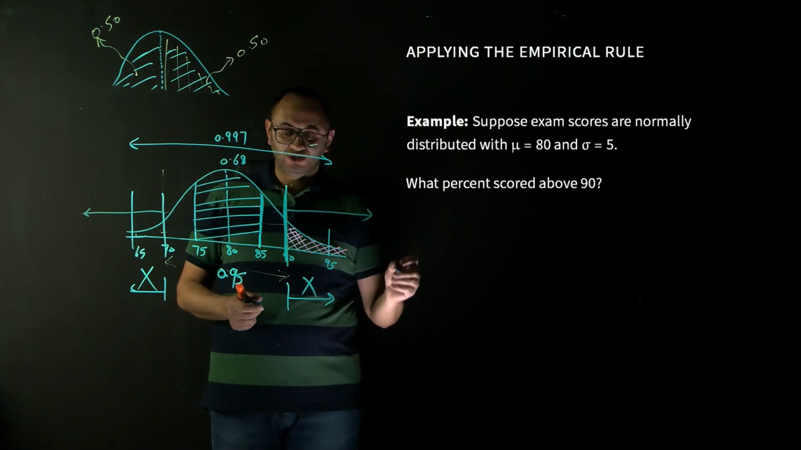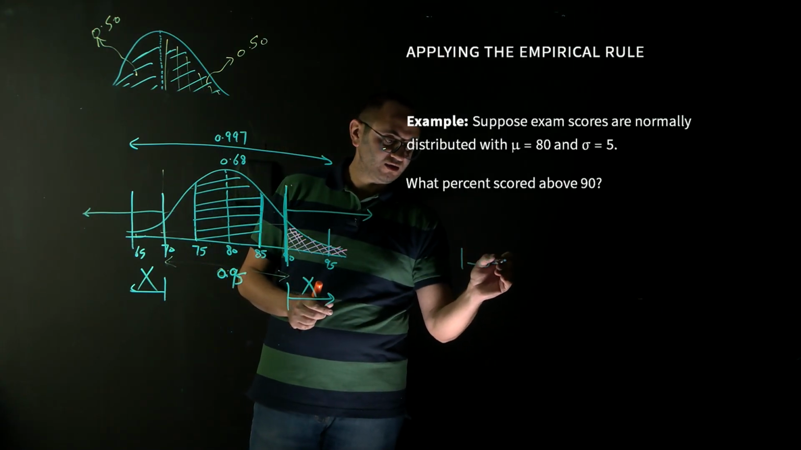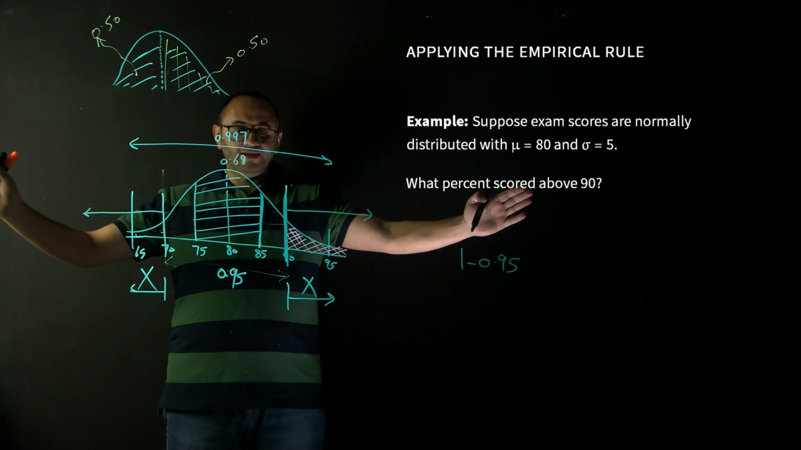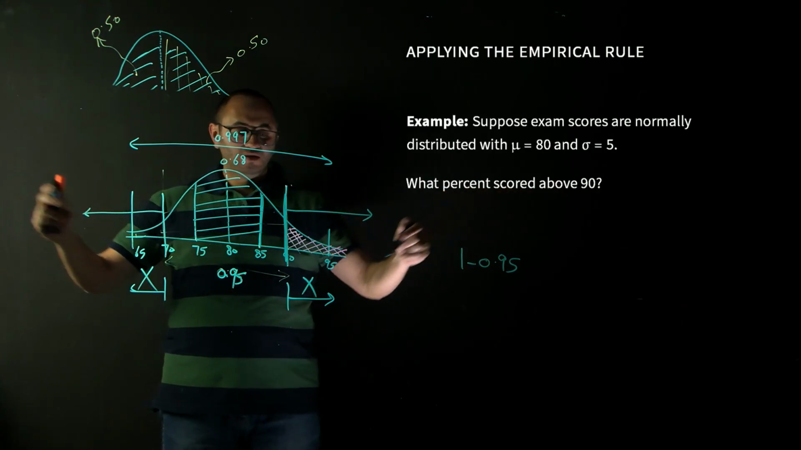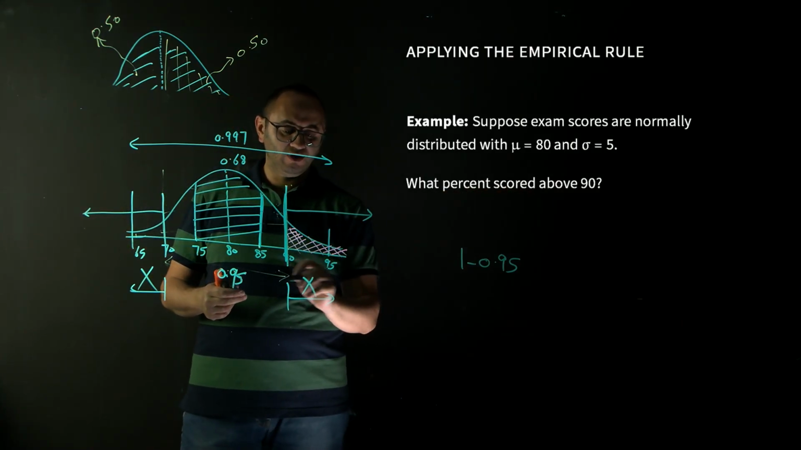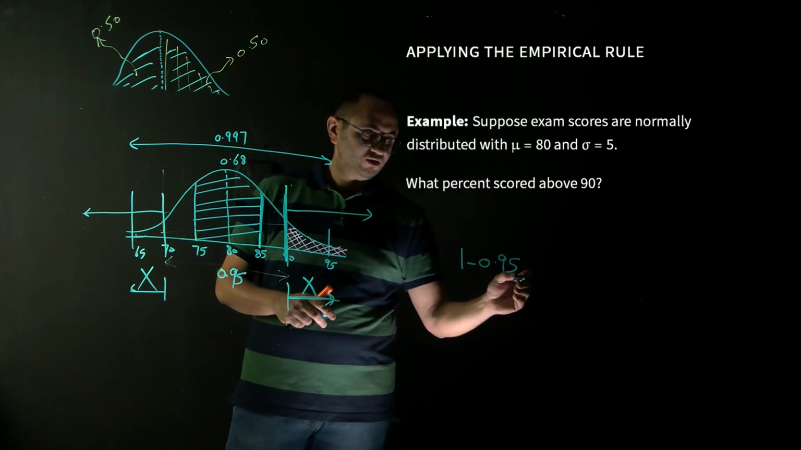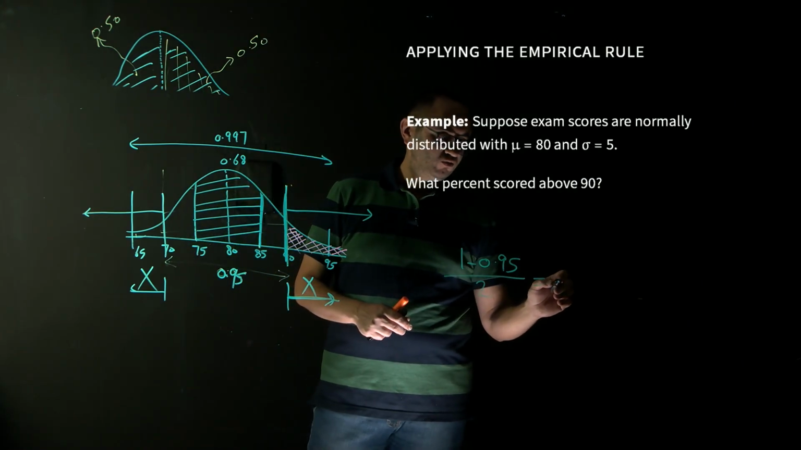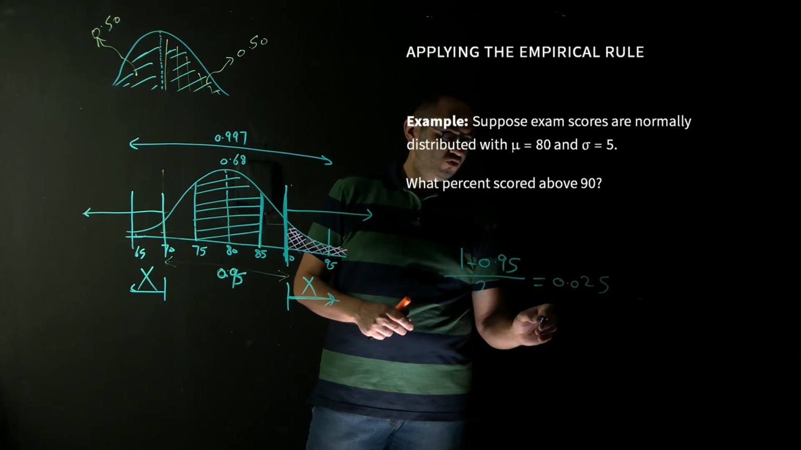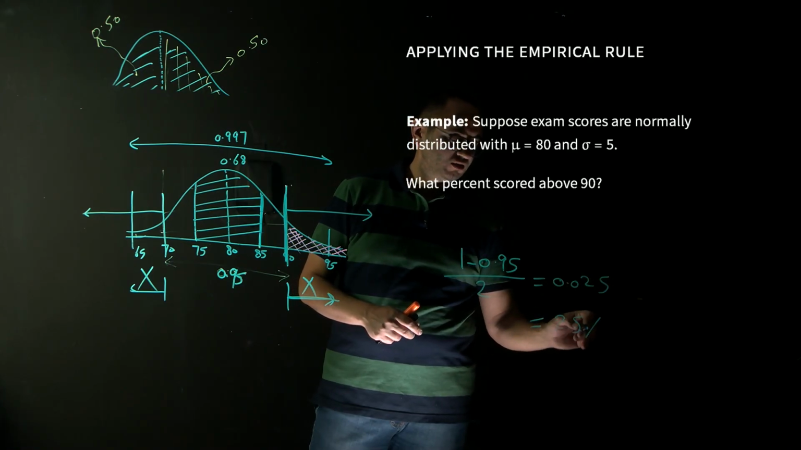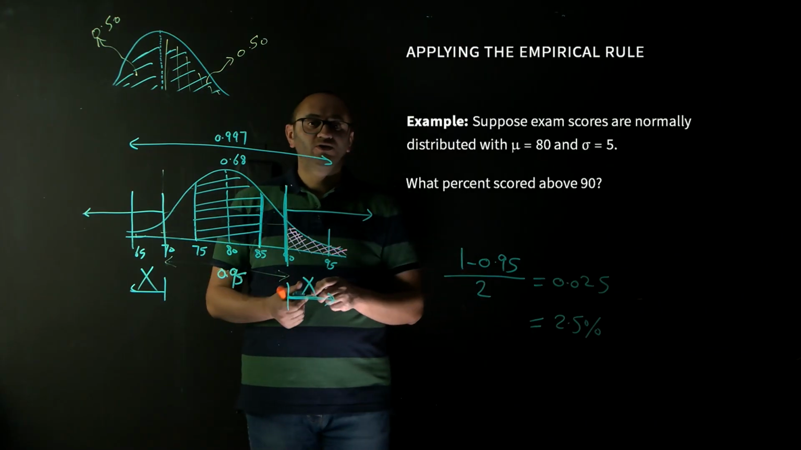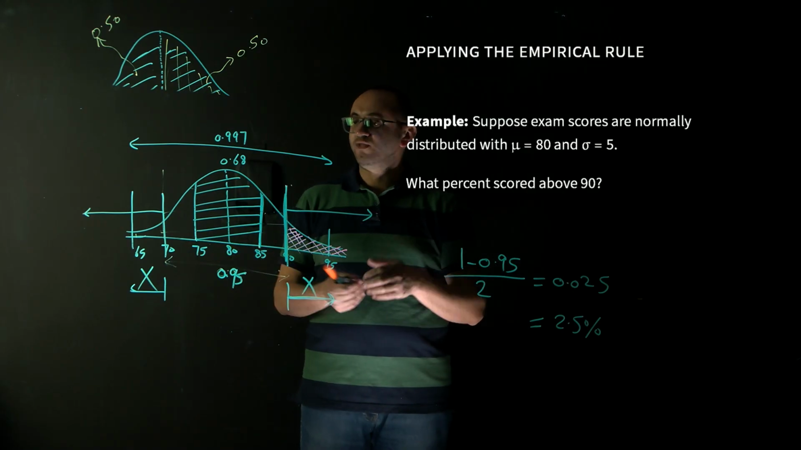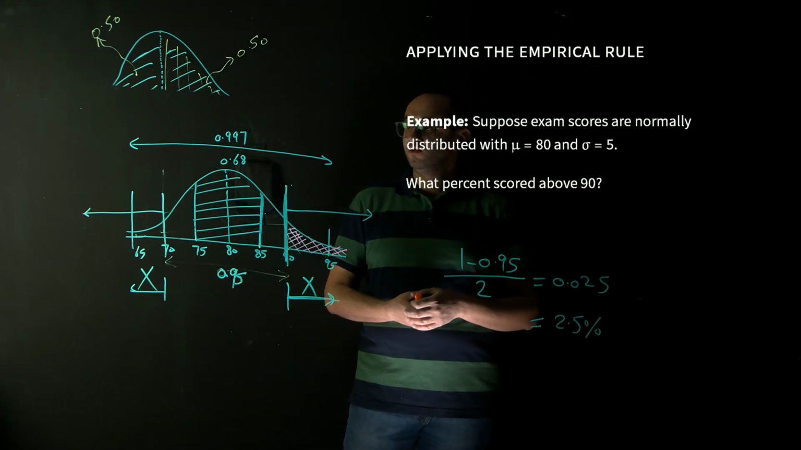So the answer is 1 minus 95%. It gives us the two areas outside, right? But because we are interested in the right-hand side area above 90, we just divide by 2. So 5% divided by 2, it should be 0.025, or we can say 2.5%. All right, so I hope this is clear, and this is one of the applications of the empirical rule.